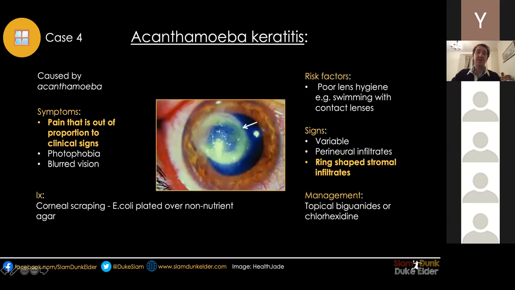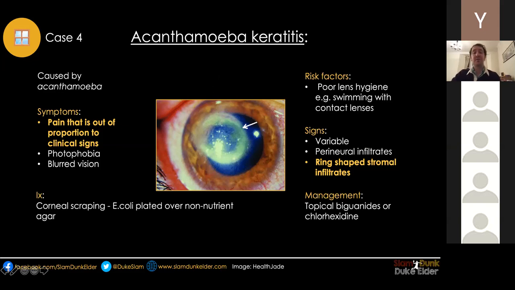Maybe on to the next one. So another form of keratitis is caused by Acanthamoeba. The key thing to differentiate here is that the pain is out of proportion to the clinical signs. So they're coming in with excruciating pain, but you might not be able to see a huge amount on examination.